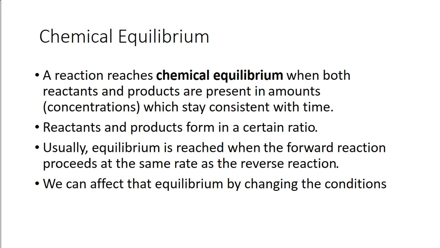Same thing is true with chemicals. A chemical reaction will reach an equilibrium, and that's when both the reactants and products are present in amounts or concentrations that will stay consistent with time. A reaction can go very much to completion, very much toward products. It can go half and half between reactants and products. It can really not go to products at all. It might just want to stay at reactants.